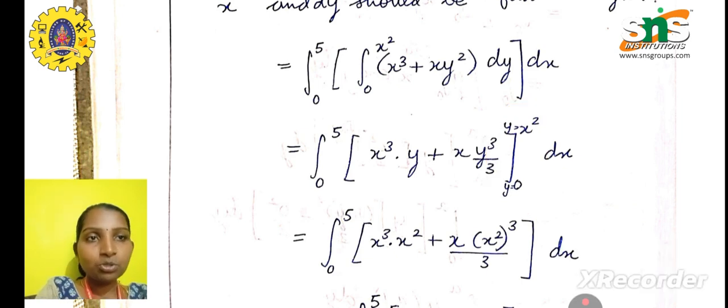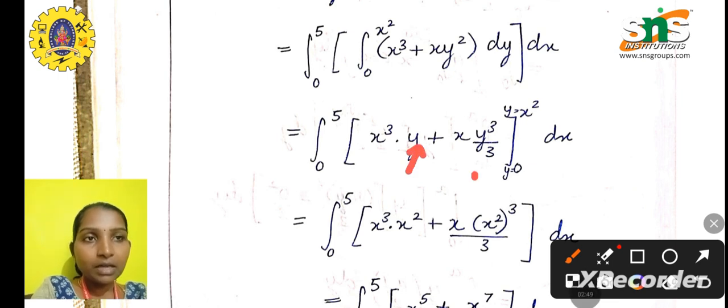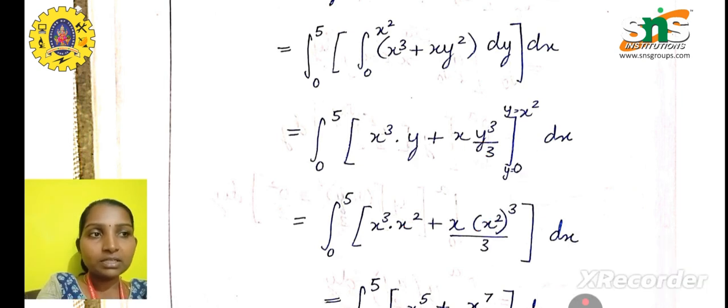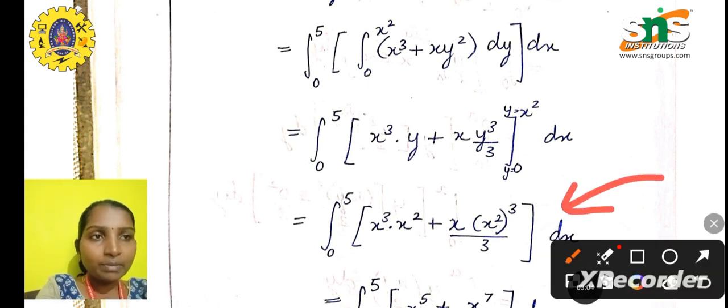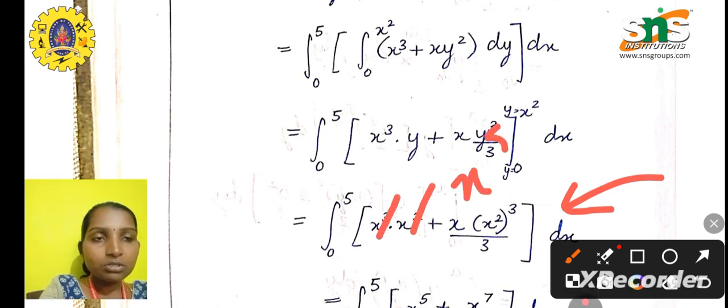So what shall we do? We apply x squared as the upper limit in place of y. Since the lower limit is 0, you need not worry about the other things; the lower limit will vanish. Now you multiply x cube and x squared, so that you have x power 5, and also x into x squared cubed, which is x into x to the power 6, which is x power 7.